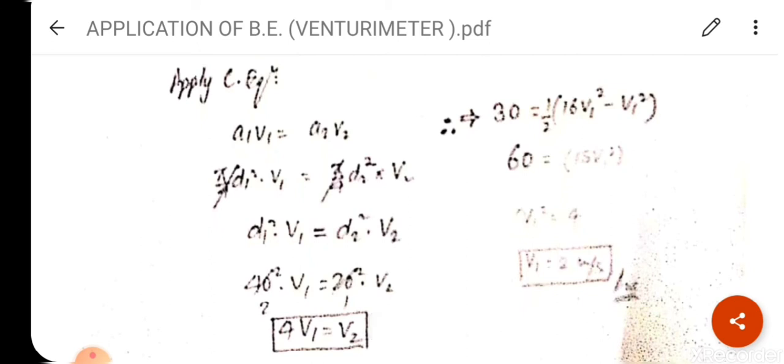Another question I have attached in this video. Solve this. This is a solved question. You can read it, apply the formulas in this question, and you will get the answer. Clear? This is also based on Bernoulli's equation.